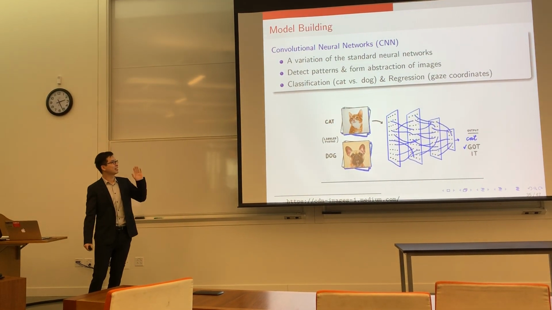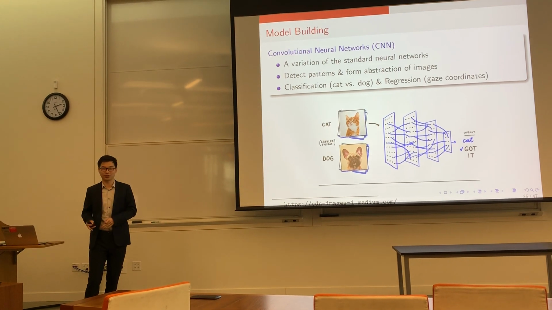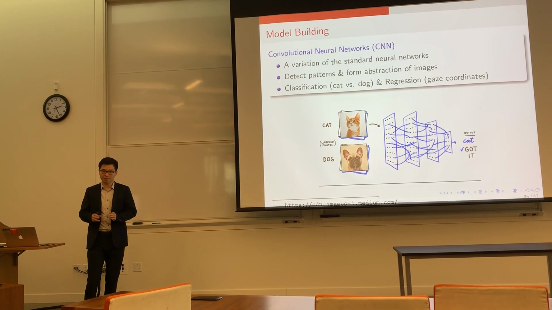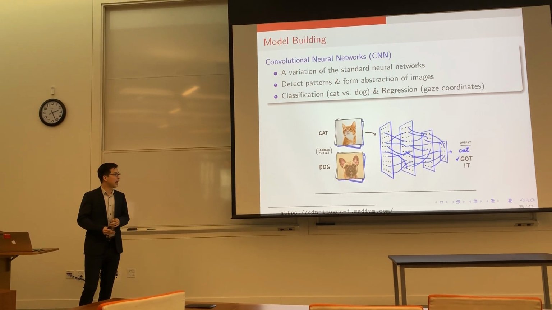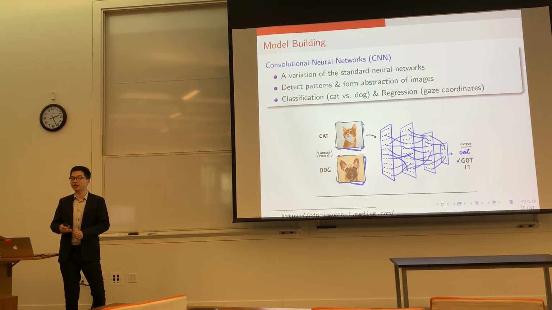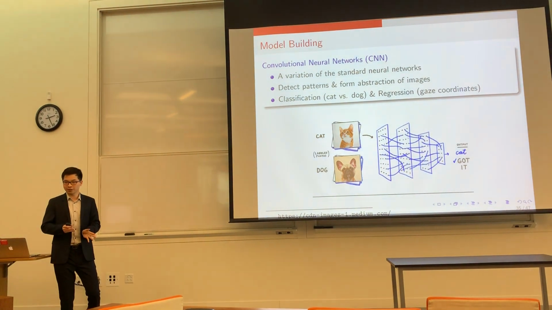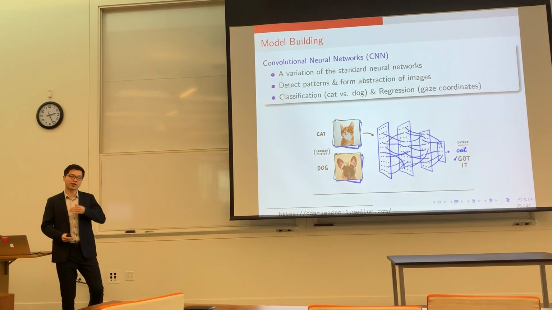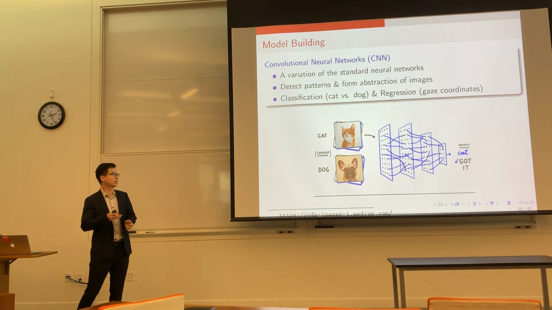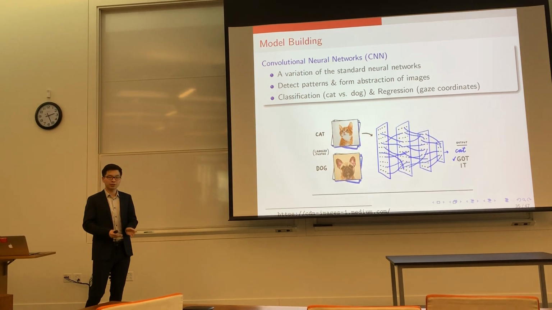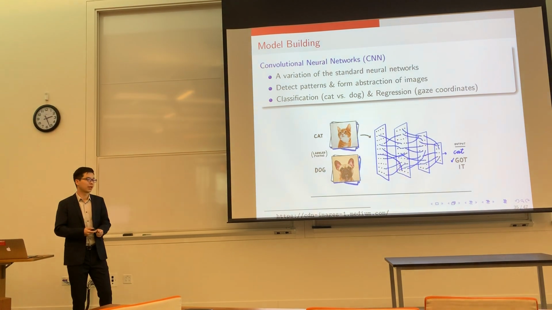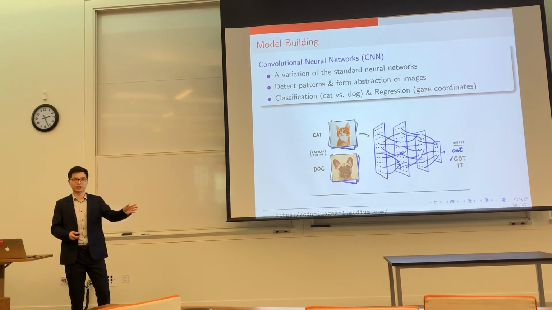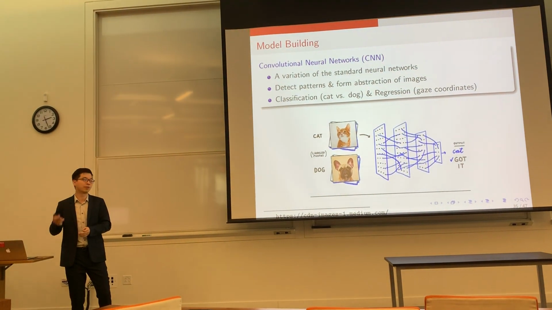But essentially, a CNN is a variation of the standard neural networks. It's able to detect patterns and form higher-level abstractions of images, and it can be applied to classification and regression. Classification basically means you're trying to assign a class to an image, say cats versus dogs. And regression means that we're trying to get a numeric prediction from the model, which in our case is gaze coordinates, because x and y are numbers.